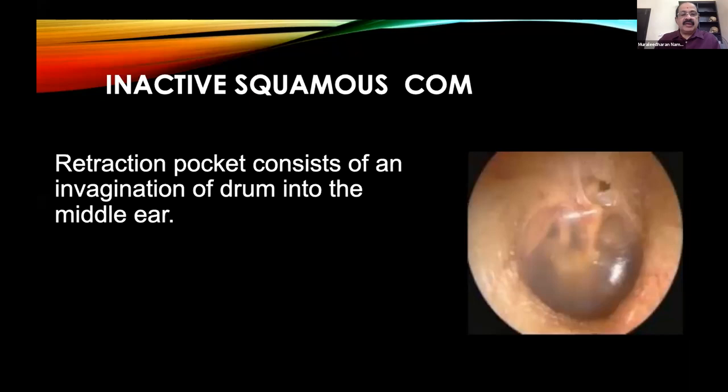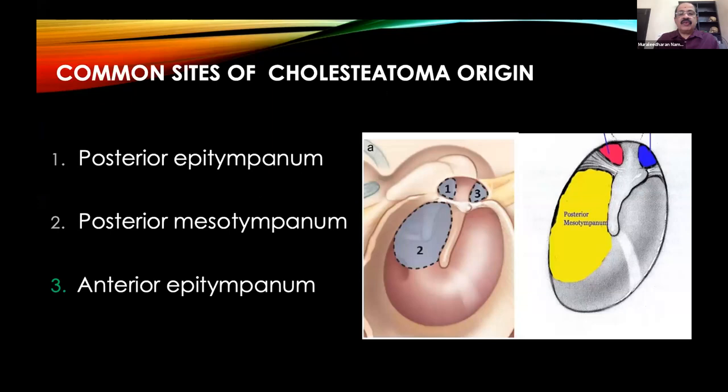Born. Now, an inactive sac is just a retraction pocket with the invagination only into the middle ear. Now, common sites of cholesteatoma origin: mostly it is in the posterior part of the epitympanum, then comes the posterior part of the mesotympanum, then comes the anterior epitympanum.